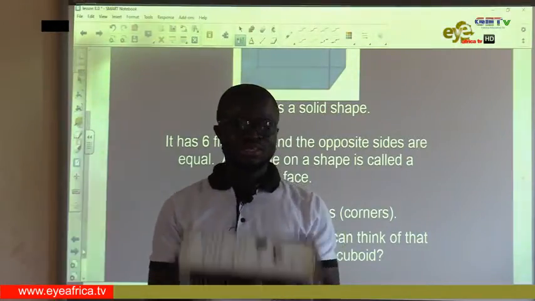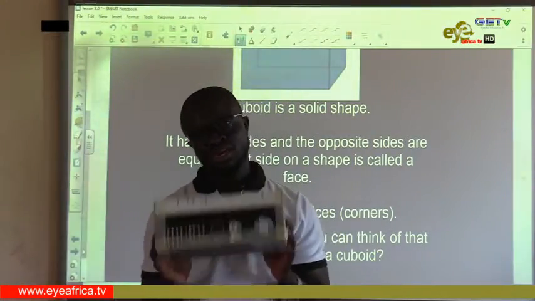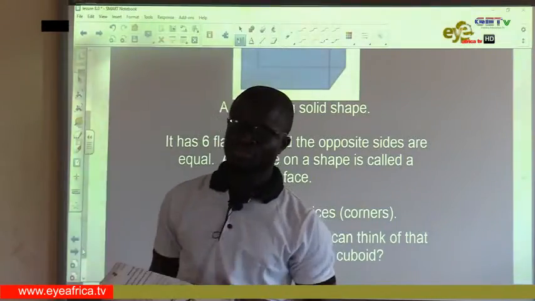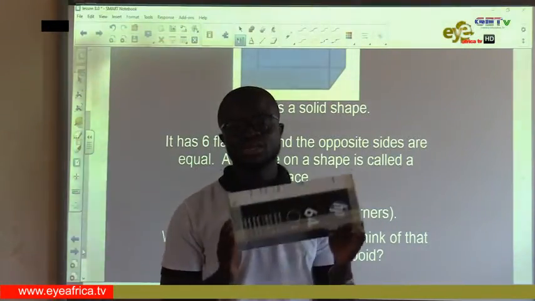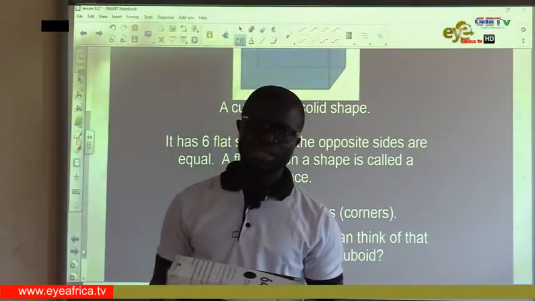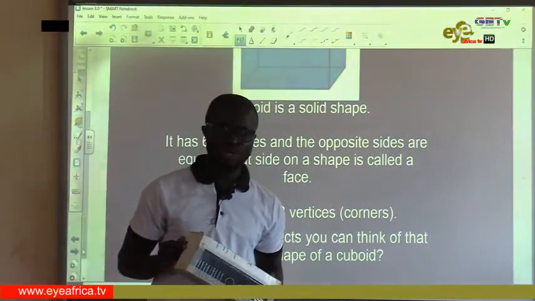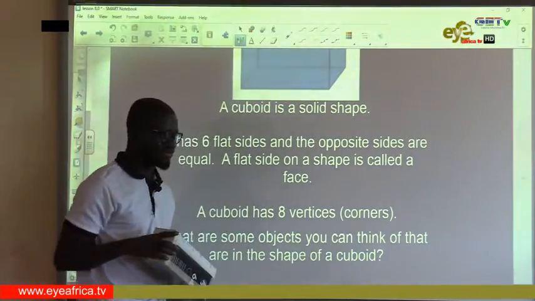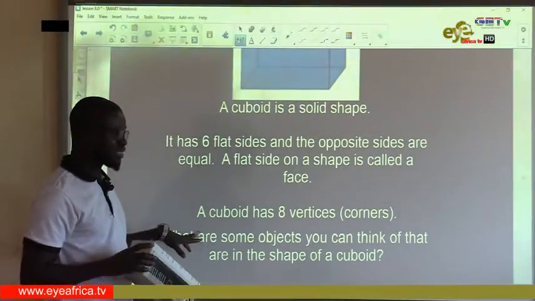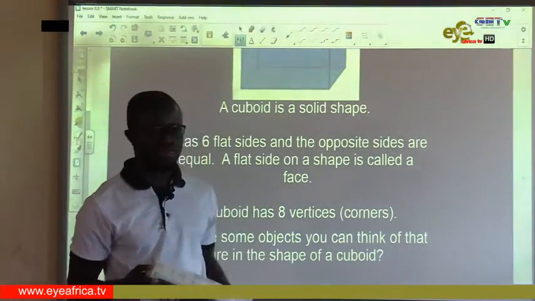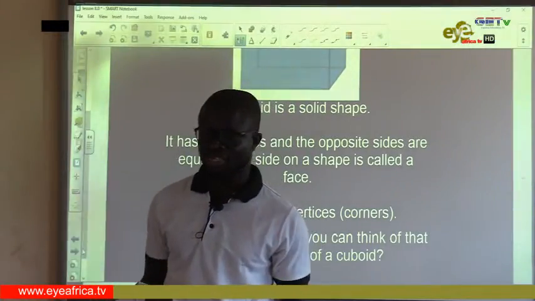So it means the cuboid is made out of what? Rectangular shapes. Whilst the cube is made out of what? Squared shapes. There is one more property that I did not mention about the cuboid. And what is that property? The property is a cuboid has 8 vertices, also known as what? Corners. I will use corners in this case.